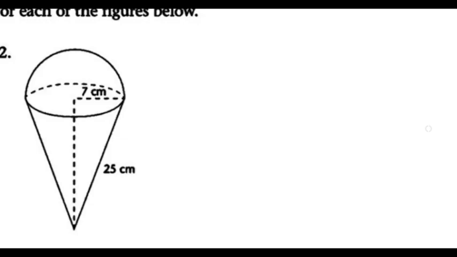Now the figure is a composite of a hemisphere and a cone. This is a hemisphere, this is a cone. So we need to find the volume and surface area of this object. For the volume, I told you, you can write them separately and then add, or you can combine them into one formula. Either way the answer is going to be the same.